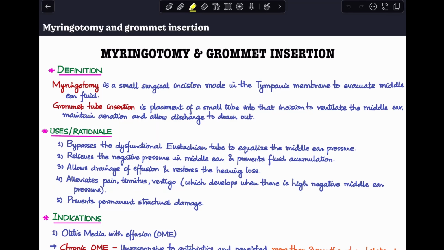Today we'll be talking about myringotomy and Grommet insertion procedure. We'll talk about what are the uses of this, what are the indications, the contraindications, and how do we perform this surgery, and what are the complications of this surgery.